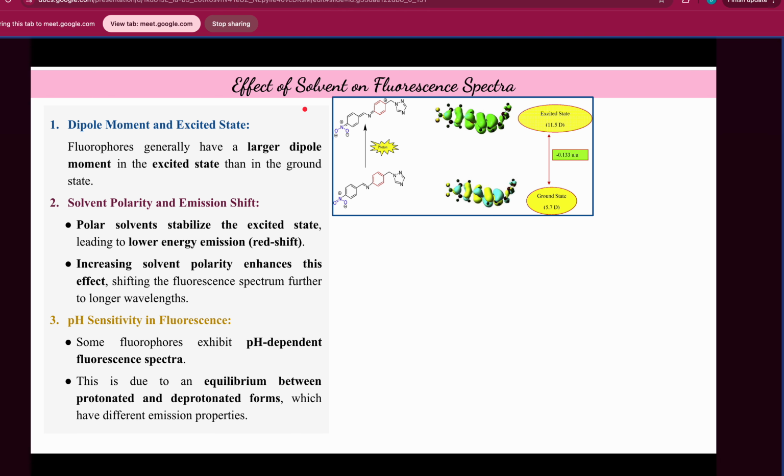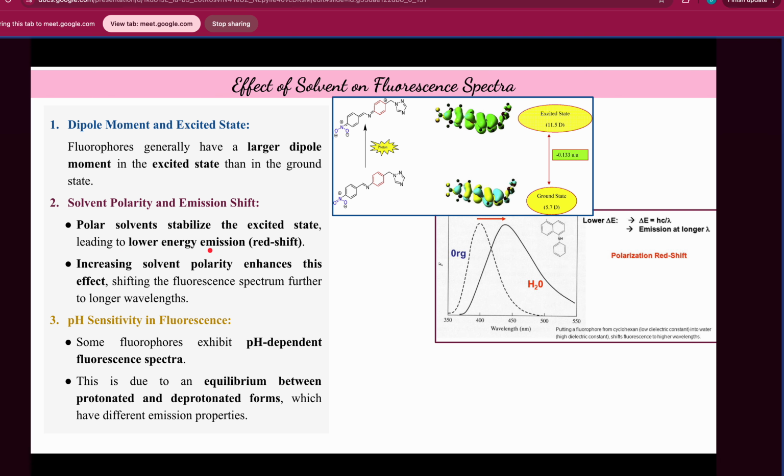Now we will see what the effect of solvent is on the fluorescence spectra. We have seen that the fluorescence spectra is based on the principle of dipole moment and the excited state. Fluorophores generally have a larger dipole moment in the excited state than in the ground state. Because of this large dipole moment in the excited state, they will vary in the fluorescence spectra. The second thing is solvent polarity and emission shift. Polar solvents will stabilize the excited state, leading to lower energy emission. That means they will show red shift.